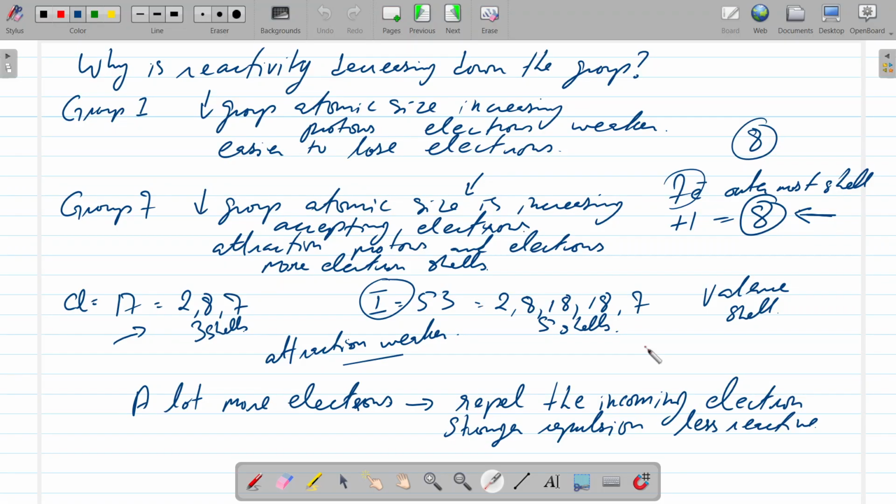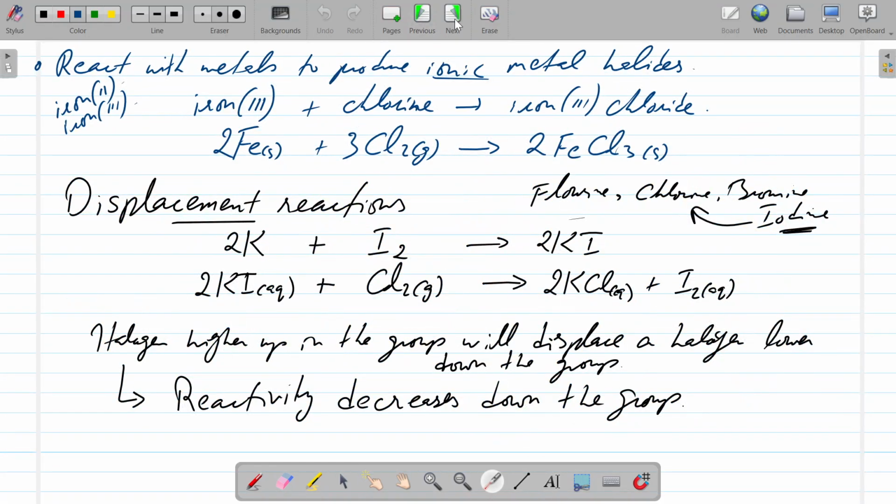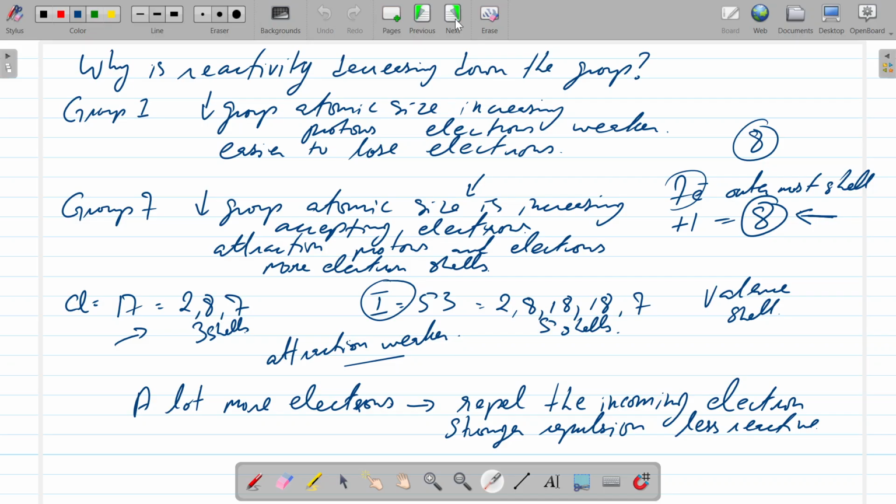If the reactivity is decreasing, that means the elements are in decreasing order, so it becomes more and more difficult for them to react with other elements, for the reaction to occur. They are not as available for the reaction. It's not that they don't react, it's just that it becomes more difficult, or the reaction becomes slower, as in things like the displacement reactions.